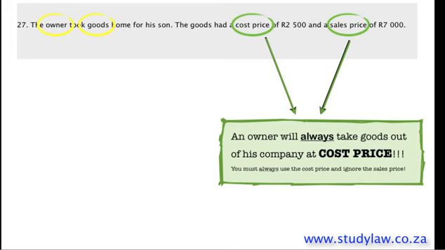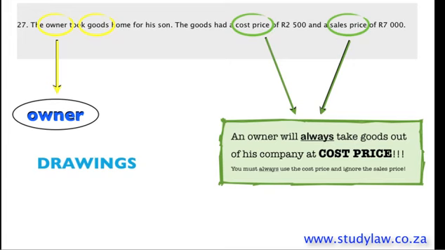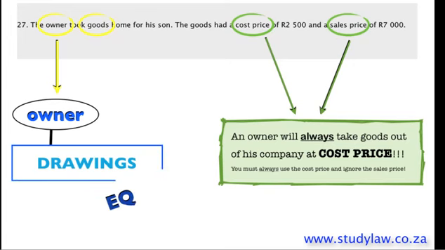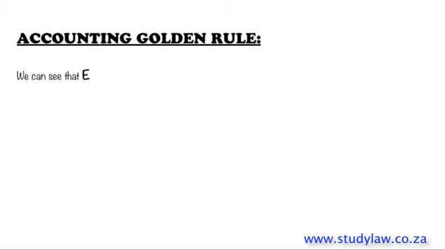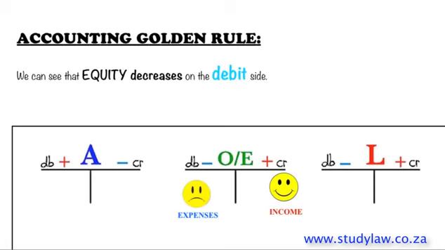Our first keyword was owner. When an owner takes things out of his company, we call this drawings. Drawings is a type of equity account, and it will decrease our equity. If we look at the accounting golden rule, we can see that equity decreases on the debit side.